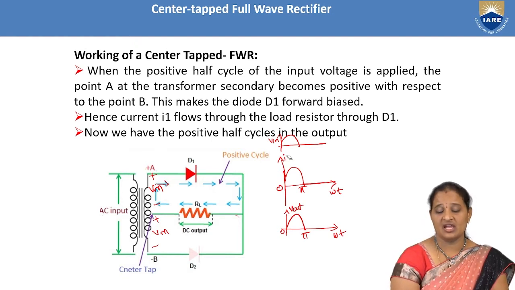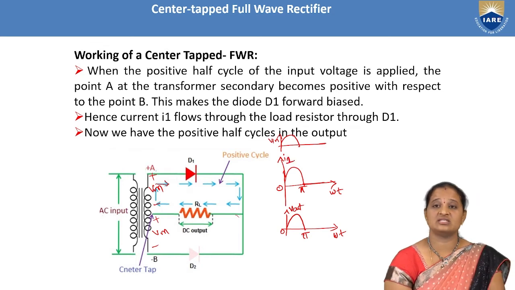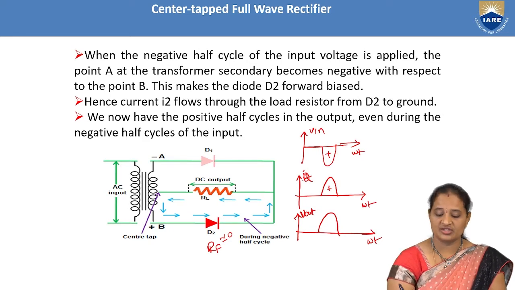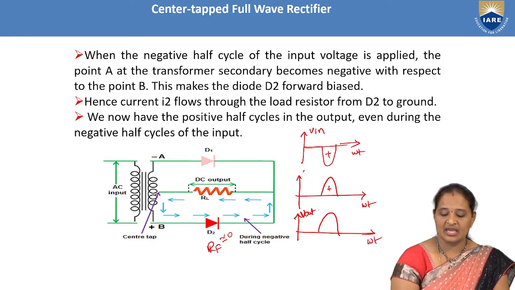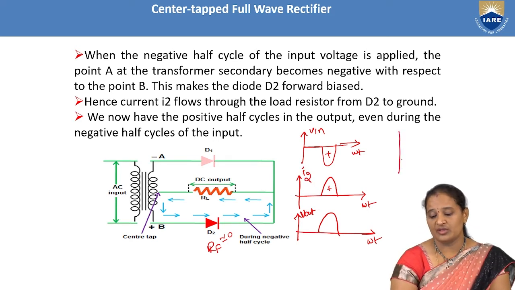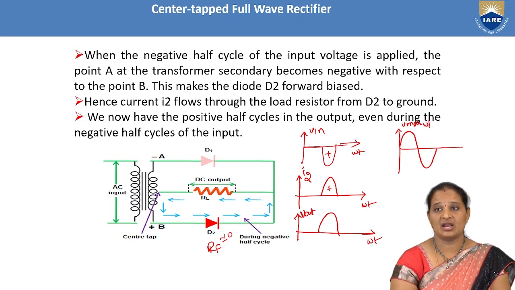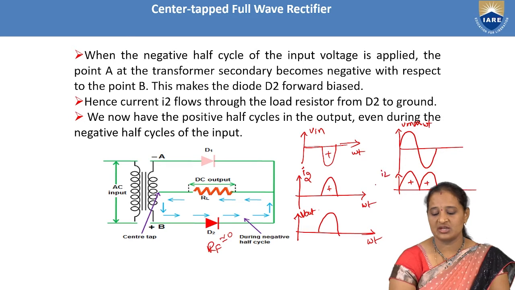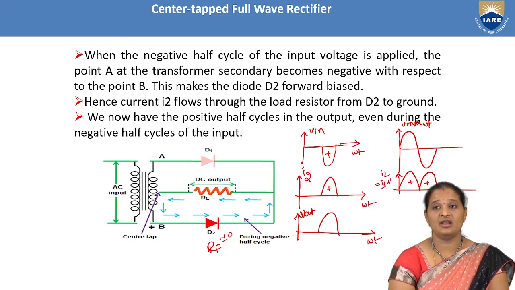During the positive half cycle, the current flowing through the load resistor, I am calling I1, whereas during the negative half cycle, the current flowing through the load resistor I am representing as I2. And now the total current flowing through the load resistor during a complete cycle of input voltage Vm sin omega t can be represented as the addition of I1 and I2. That is, the current flowing through the load resistor is a sum of currents I1 and I2.